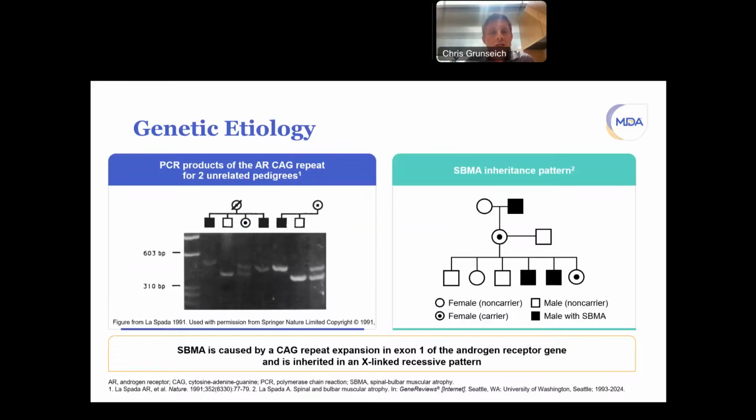This slide is showing an image on the left of a PCR reaction. A PCR reaction can be used to make the diagnosis, and this is showing PCR reactions from blood samples from 2 different families in which there was evidence of SBMA. The males are shown as squares and females are shown as circles. If the male individual is affected, the entire square is shaded in. Females are carriers. Females can have 1 normal copy and potentially 1 affected abnormal copy.